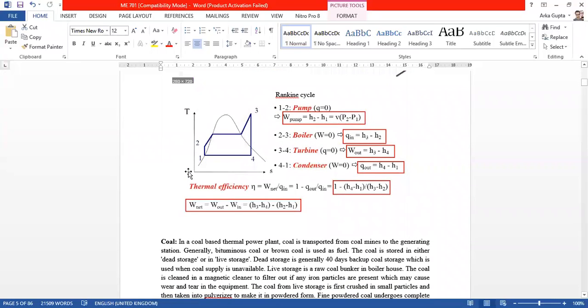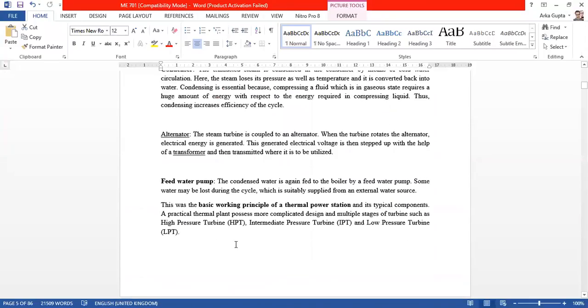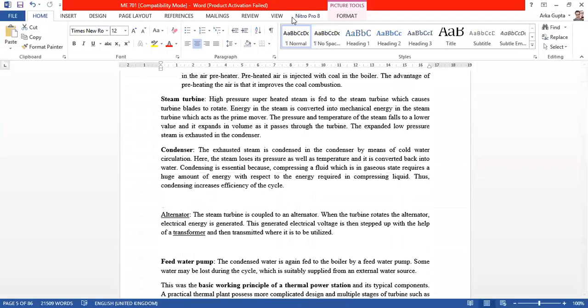So the efficiency is also calculated. We have already learned that efficiency is Wt minus Wp divided by Q1, where Wt is H3 minus H4, Wp is Hf2 minus Hf1, and Q1 is H3 minus H2. Ultimately, neglecting the pump work, the efficiency is H3 minus H4 divided by H3 minus H2. This is the efficiency of a steam turbine power plant.